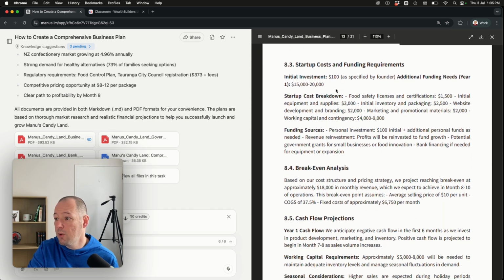Startup costs and funding requirements. So our initial $100 is specified by the founder. Additional funding needs, so 15 to 20,000 for the first year. So that's why it says it needs 8 months to reach break even, because we will have more money to spend. And it says we need for the licenses and certifications $1,500, initial equipment and supplies $3,000, inventory and packaging $2,500, website development and branding $2,000.